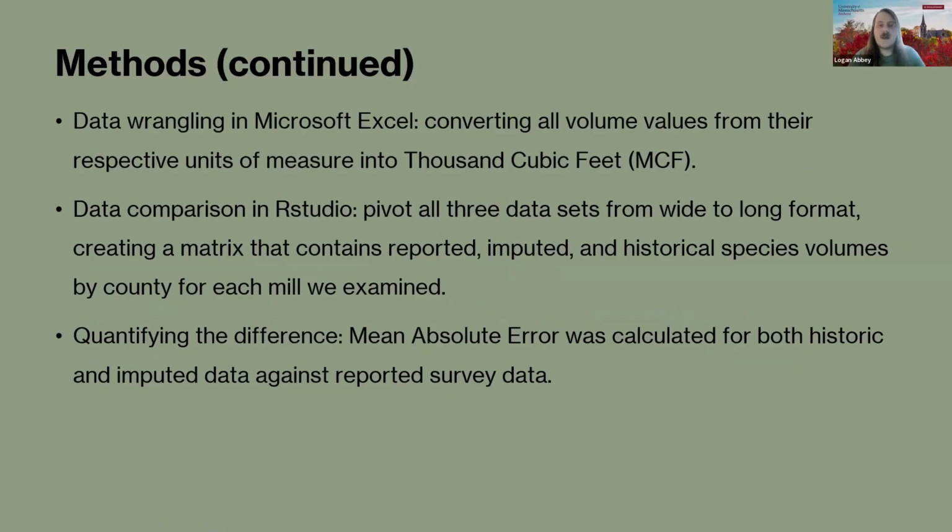So once I had everything in 1,000 cubic feet, I moved the data into RStudio, where I was able to pivot all three data sets, so that is the reported, the historical, and the imputed data sets, to a long format that allowed me to create a matrix that contained the volume values for all three data sets. And then I ran the mean absolute error for the imputed and historical data against the reported data.